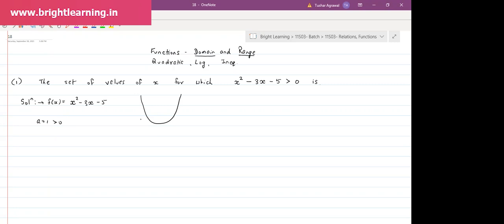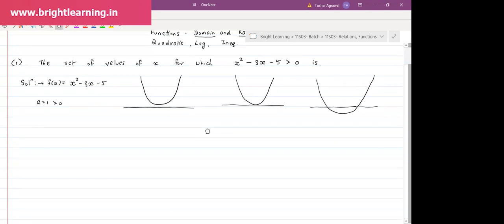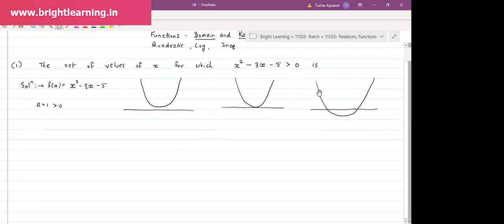Now it may happen that the graph is completely upwards, or it is intersecting the x-axis at one point, or it is intersecting at two proper points. I don't know which, but I can check that, since a, b, c are all known. Let's say the graph is of case 1. So for f of x to be greater than 0, what is my required interval? The required interval is all the values of x, since the graph is always positive.